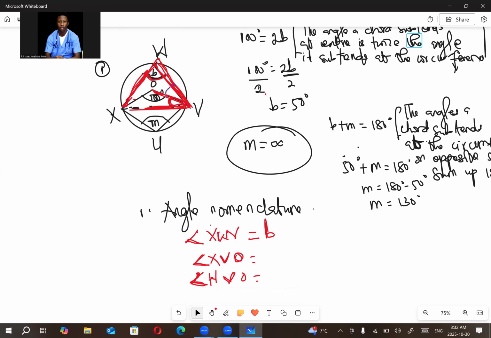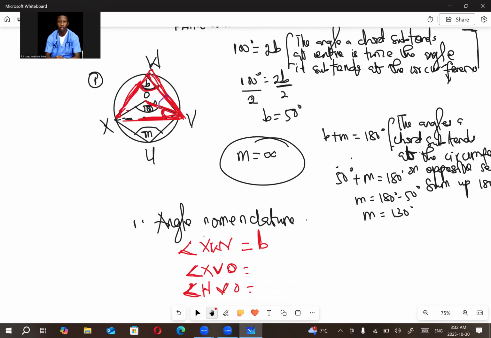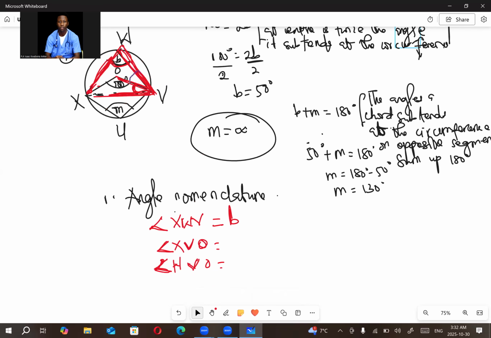Now, another way to rewrite this is you write the angle XWV, right? Then you put an accent on top. So this also means angle XWV, right? So this one too, what? XVO. Then you put an accent on top, right? WVO. You put an accent on top, right? Yeah, that's it.